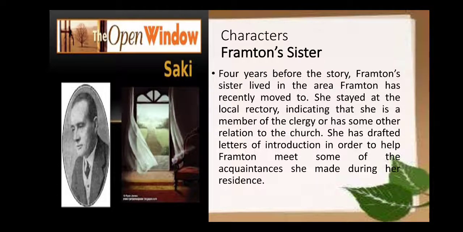Then we have the character of Frampton's sister. Although she is not actively present in this story, she is there as an active character in the background. Because 4 years before this story happens, Frampton's sister had lived in this area where Frampton has now arrived. He has recently moved to this area, and here his sister had already lived. So she had stayed at the local rectory, indicating that she's a member of the clergy or has some other relation to the church. So rectory and clergy means that she had associations with the local church.